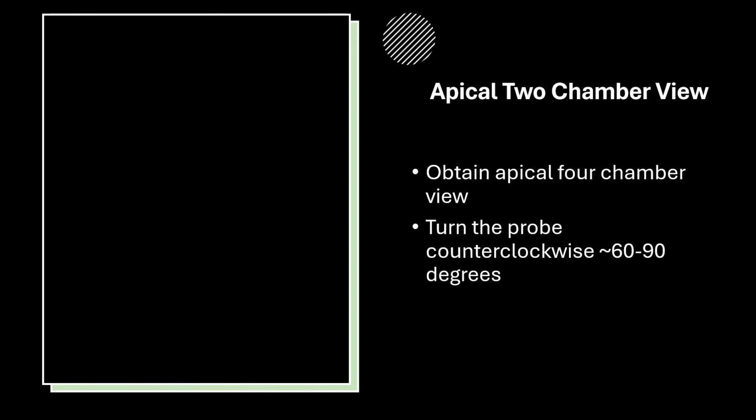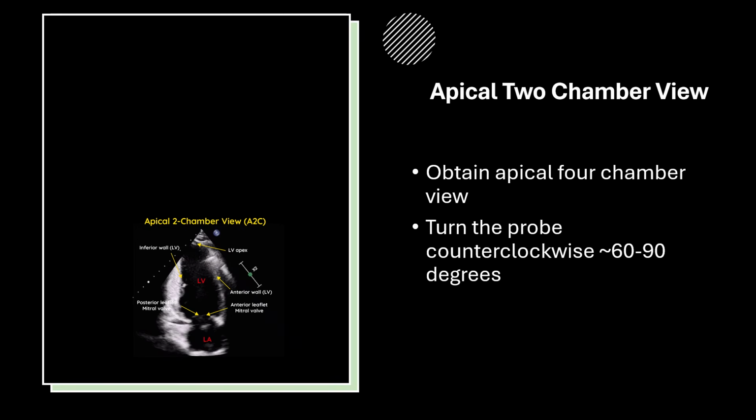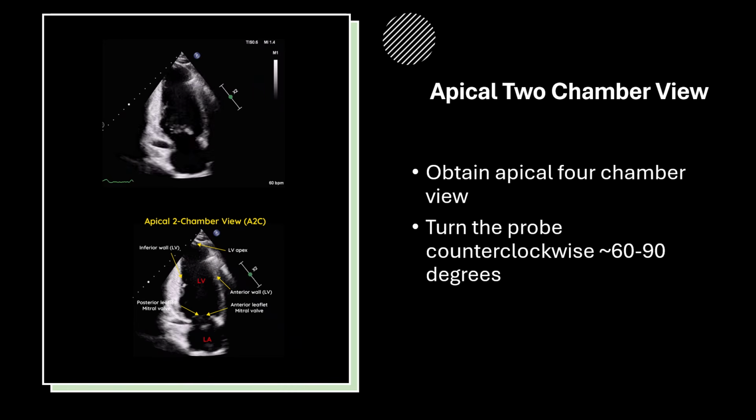Next, we discuss apical 2-chamber view. In order to image this particular window, first obtain a classical apical 4-chamber view, and then turn the probe counterclockwise approximately 60 to 90 degrees. Here on the bottom part of the screen, you see a frozen image with anatomy labeled for you. And here's a live video clip demonstrating the same. Please pause the video if you need more time to review this slide.